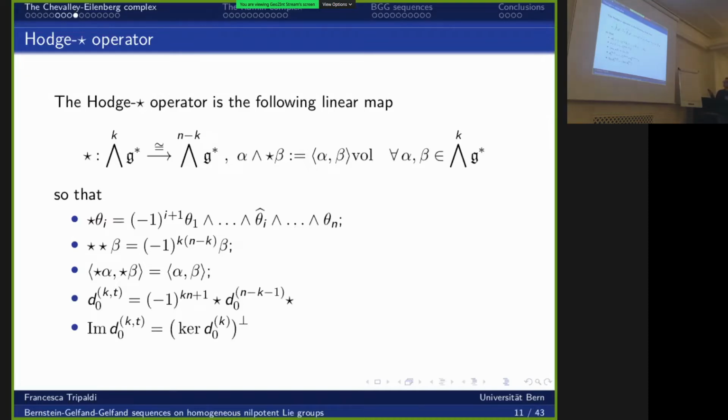Within this talk, the Hodge star is not that useful. If you've seen this before, then okay. Otherwise, think of it as a way to express the transpose, the codifferential, in terms of d0. And then the interesting thing that we're going to use is that the image of d0 transpose is equal to the orthogonal complement of the kernel of d0. These two points are actually the useful bits here.